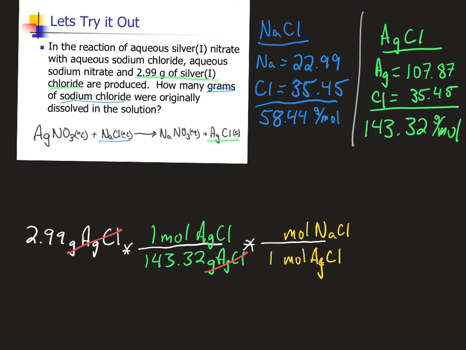Because everything's a 1-to-1 and requires no balancing, I can put ones in my mole bridge, my stoichiometric ratio, my molar ratio. Now that I have it in moles of my want, I use the last number that I have, and that is my molar mass of my want.